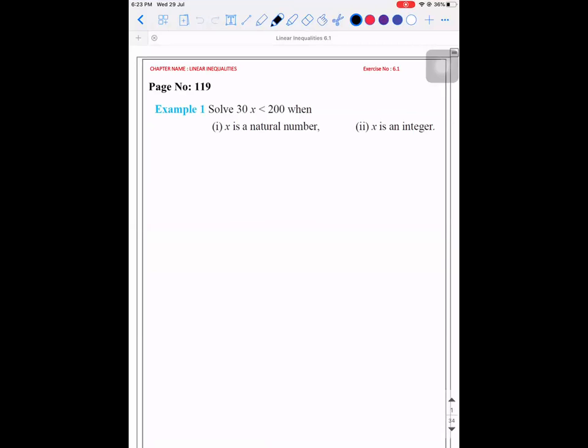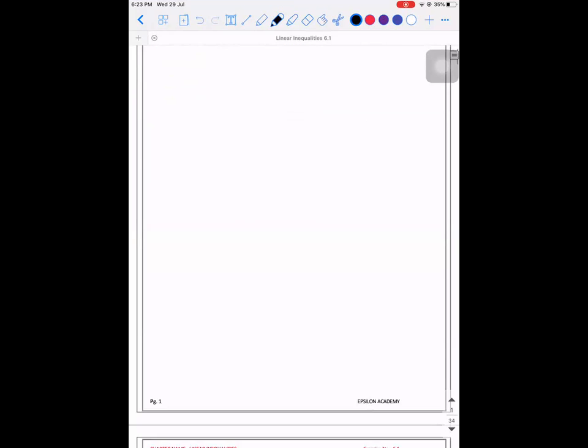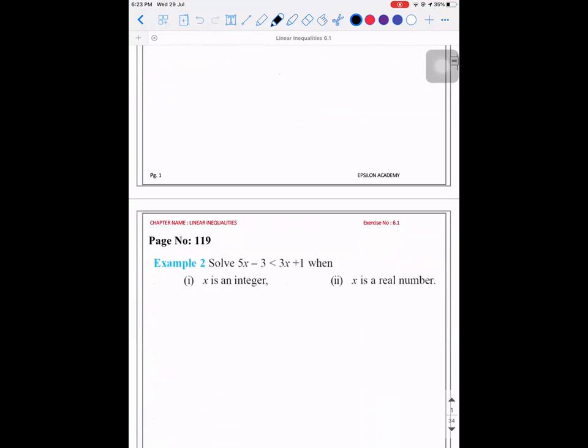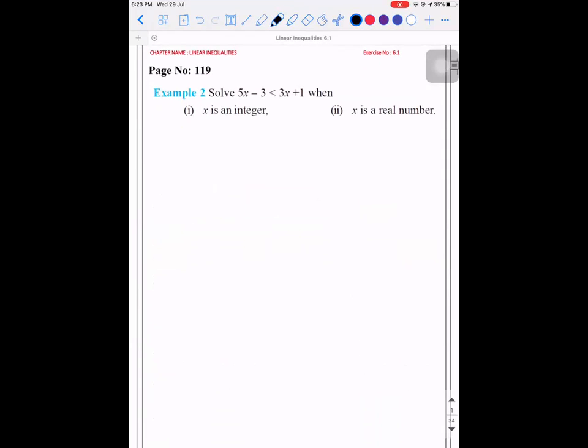So we started linear inequalities, right? Let's solve a few examples. This one, I think we solved it: 3x is less than 200 when the value of x is a natural number, x is an integer. I think the second example is also solved, right?